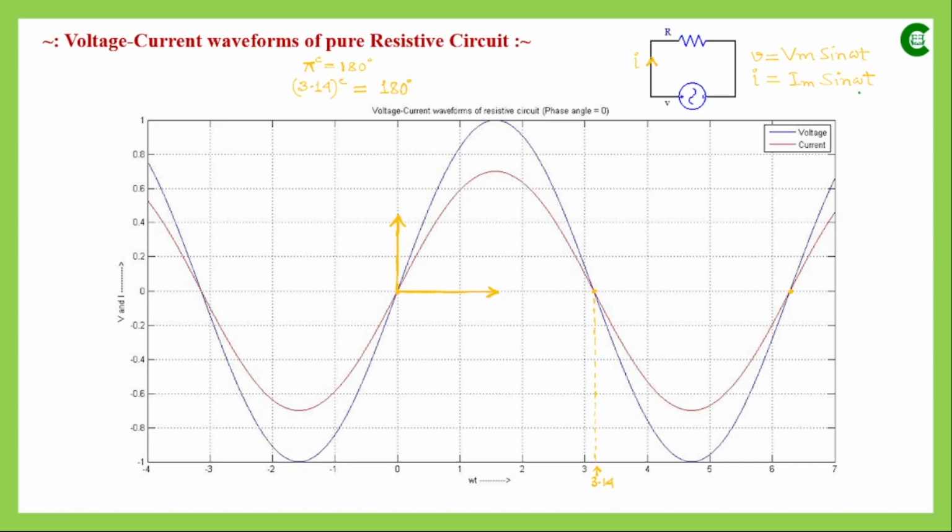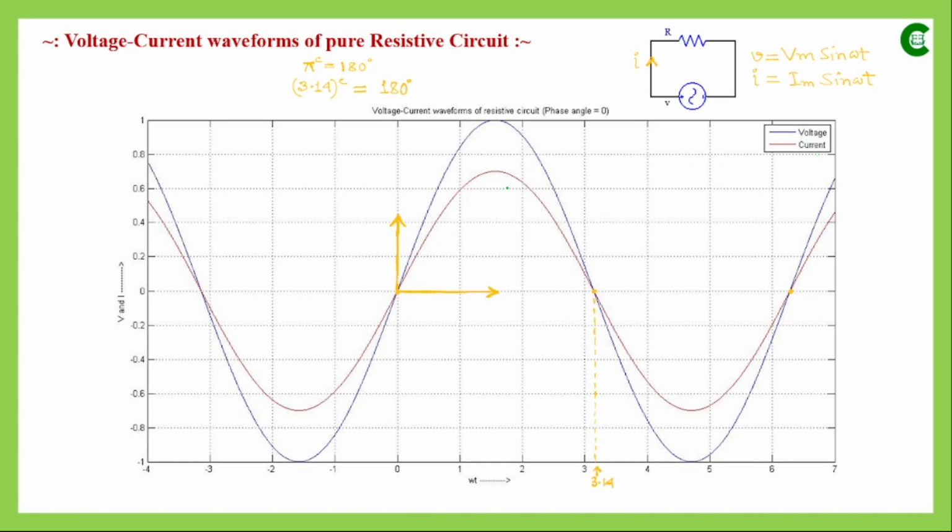Now similarly, if we put here omega t is equal to pi by 2, again sine pi by 2 will be 1. So I will have the maximum value, or current will also be at peak. That means the phase-wise thing that is happening to voltage, the same thing is happening to current also. And graphically, if we see here, the waveform which is drawn in blue represents the voltage, and which is drawn in red represents current.